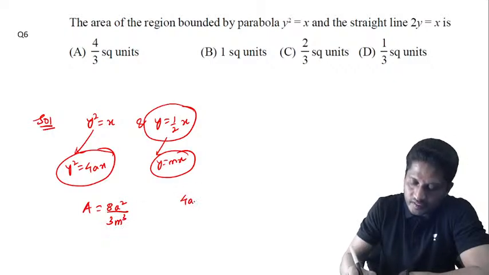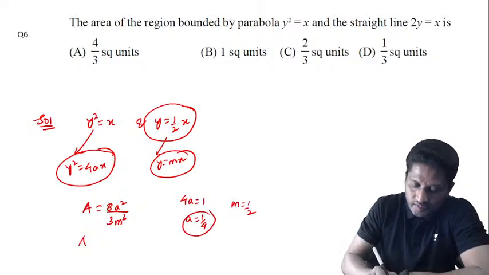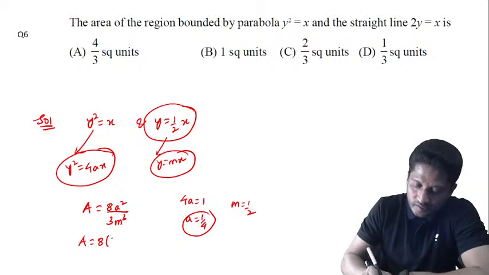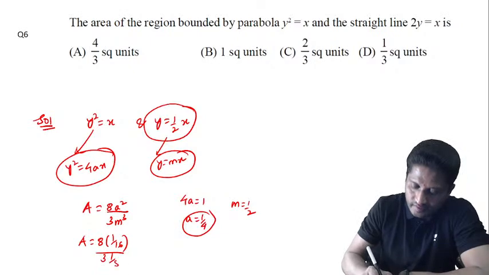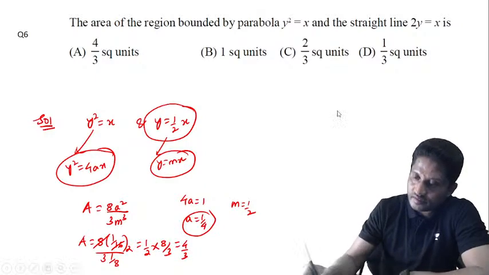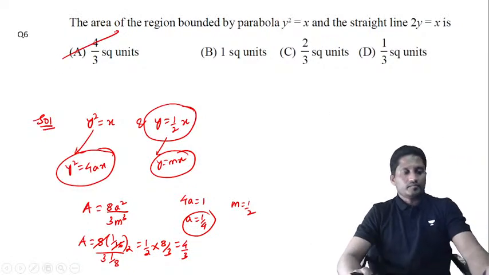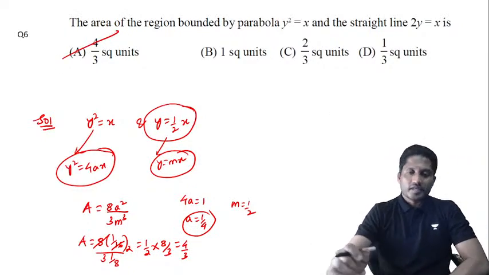If you compare, 4a is equal to 1, a equal to 1 by 4, and m is equal to half. Area is equal to 8 a square, a square is 1 by 16, by 3 into m cube, that is 1 by 8. This will cancel 2 times, 1 by 2, this is 8 by 3, which is equal to 4 by 3 square units. Answer is option A. Isn't it, guys?